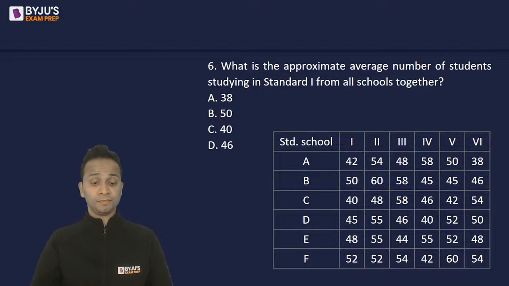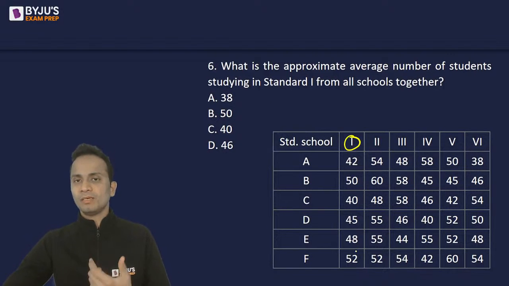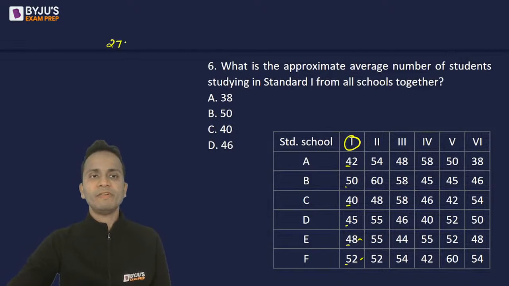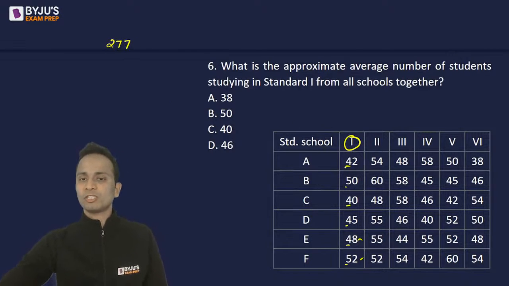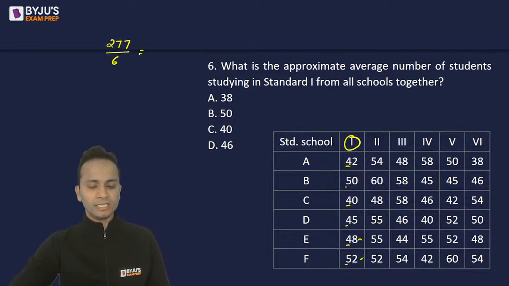All right, let's check it out. Now, standard 1, all the schools together, let us calculate the sum, because average is sum divided by number of terms. So first of all, I'll calculate the sum. So 4 and 5, 9, 13, 17, 21, 26, 260, 270, 277. So 277 is the sum for these 6 sections. When divided by 6, I can calculate the average.